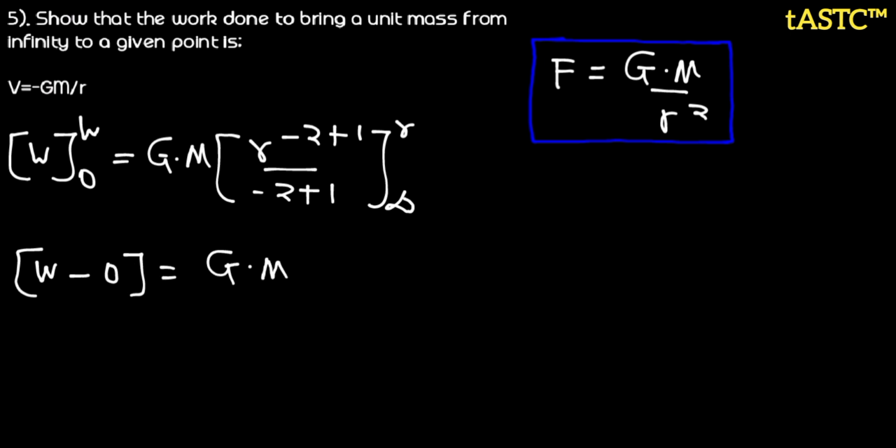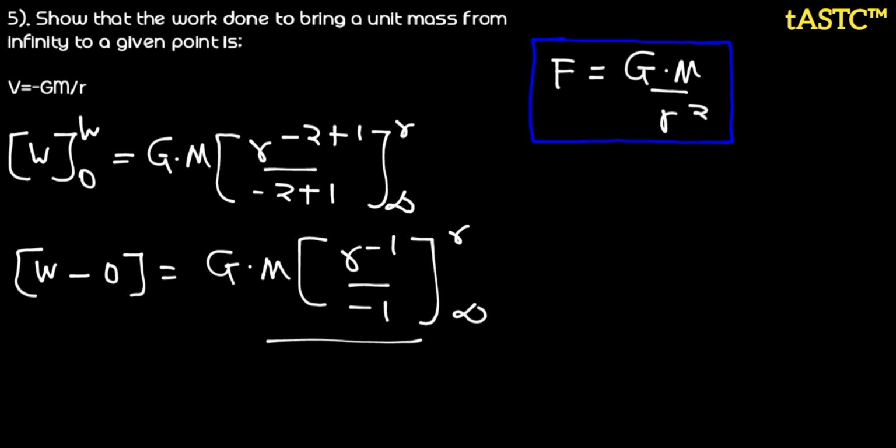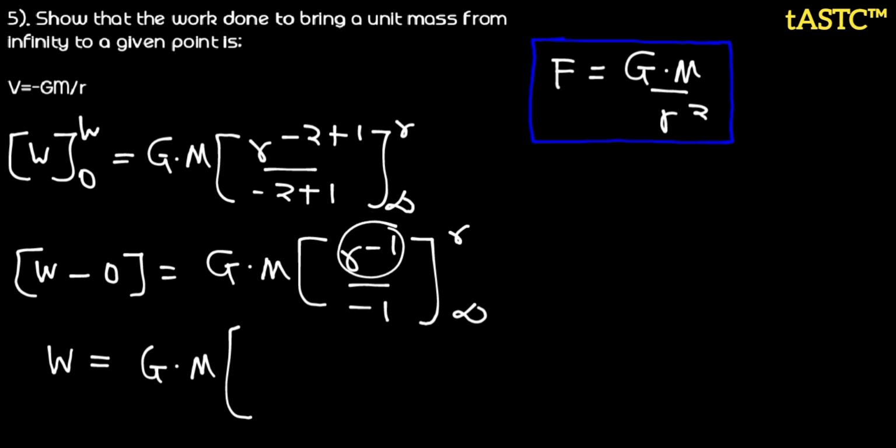Now we have G multiplied by M, and here we're going to have this stuff. We know that this should be r raised to the power of negative 1, and this is also a negative 1, with the upper limit of r and the lower limit of infinity. So we really need to work the right hand side. On the left, we're just going to have a W, and so we have a G multiplied by an M, and we would have this stuff. Of course, this is going to be 1 divided by r, divided by negative 1, at the upper limit of r and the lower limit of infinity.